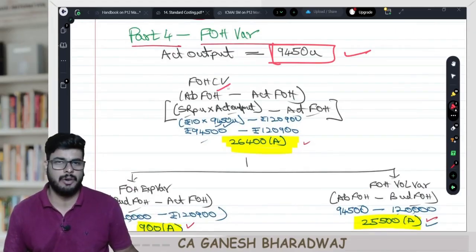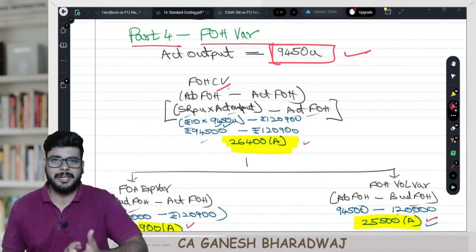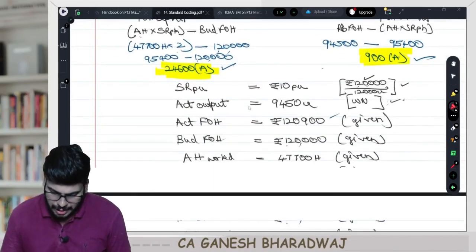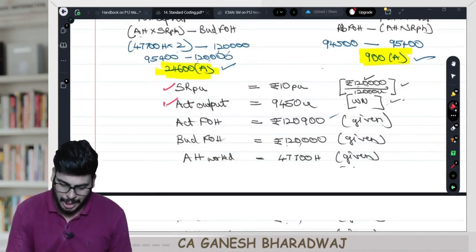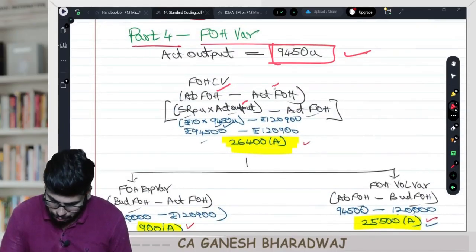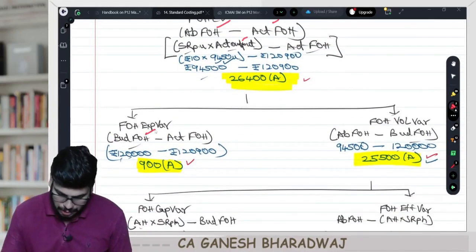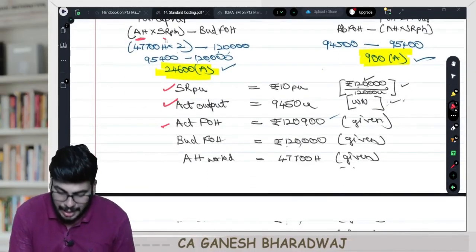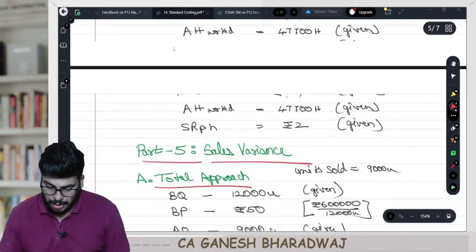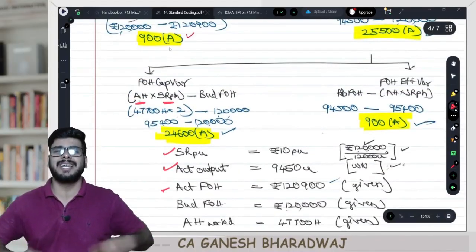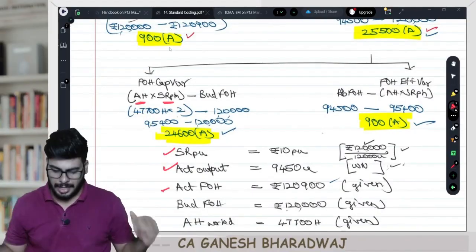Absorbed fixed overheads, how will you get it? See, the predetermined rate, standard rate per unit into actual output, correct? So I need all these figures, standard rate per unit, the actual output, then I need the actual fixed overheads. Why the actual fixed overheads comes here? Then I need the budgeted fixed overheads that comes here. Then I need the actual hours and I need the standard rate per unit. All these things we need. If you are able to find out each and every component, then it is just a matter of plugging the figures and arriving at the solution.